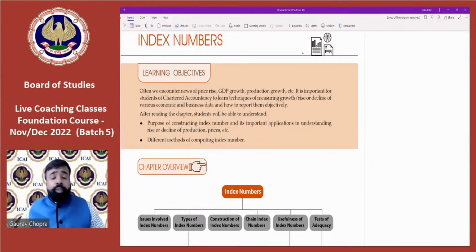So in today's session we have to begin with the new chapter which is index number. So index number क्या होता है, किसे हम कहते हैं index number. So index number is simply a ratio. Index number is formed just by comparing two or more commodities. When we are having two or more values available with us, then we can compare them and find out a ratio, which is basically index number.